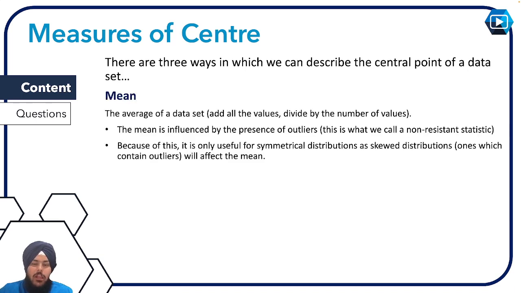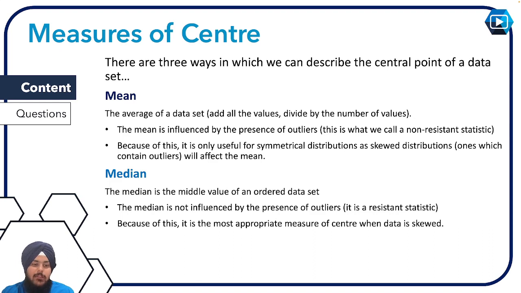The first way is the mean. The mean is essentially the value you get once you add up all the data points and divide by the number of values that you have. By doing this, you calculate the average of the data set, which is the mean. However, since the average will include the outliers, your mean is going to be influenced by these outliers, and we call this a non-resistant statistic. So the mean is not a good measure of center if you have outliers. It will only be used for symmetrical distributions, as skewed distributions which contain outliers will affect the mean.